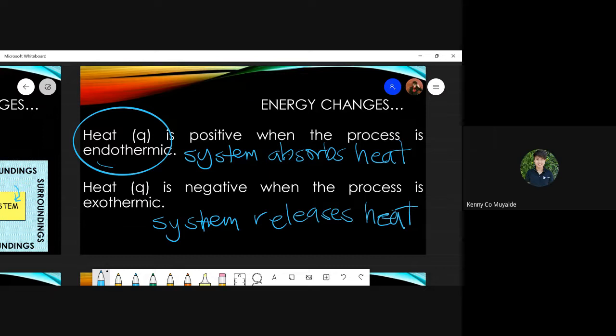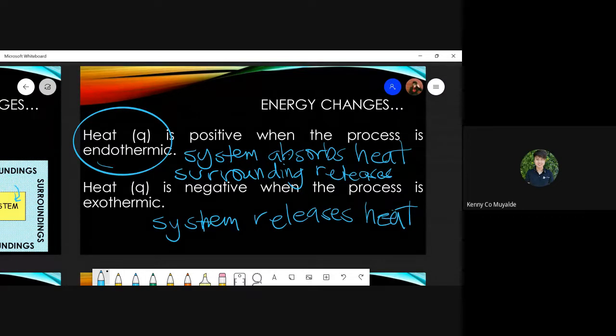Or, in other terms, magiging endothermic kapag ang surrounding releases heat. Bakit kaya magiging positive or magiging endothermic ang reaction kapag nag-release si surrounding ng heat? Kasi 'di ba sino ba ang mag-absorb ng heat na ni-release ni surrounding? Si system, 'di ba? So that means heat will be absorbed by the system if the surrounding will be the one to release the heat.